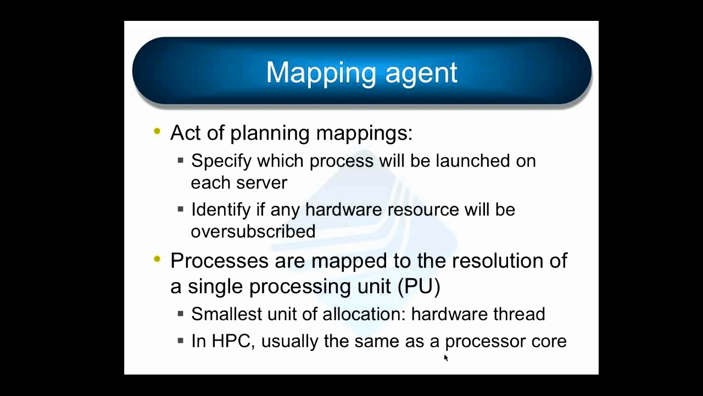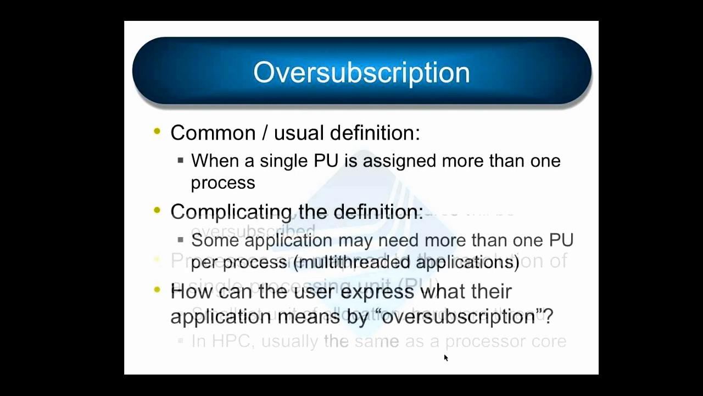I'll get to that in a second, but the background to get there is that processes in our mapping agent are always defined as mapping to the lowest unit possible, which is a processing unit. It's HWLOC terminology for as low as a hardware thread or a hyperthread, right? So usually in HPC, this is a processor core, but it can be as low as a hardware thread. I say hyperthread, but I really mean hardware thread, because hyperthread is Intel's word for that, and it's a more general term. So the usual definition, what people mean, is when a single processor unit, hardware thread or core or whatever, is assigned to more than one process.